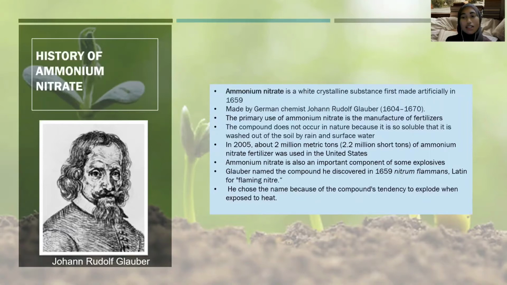The name is Nitrium flammans. The word comes from Latin. The meaning is flaming nitre. He chose the name because of the compound's tendency to explode when exposed to heat.